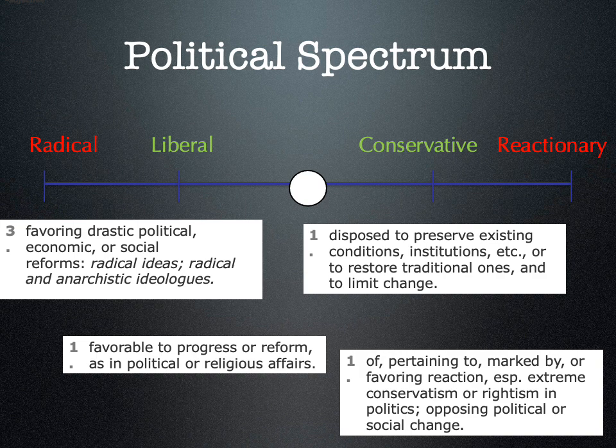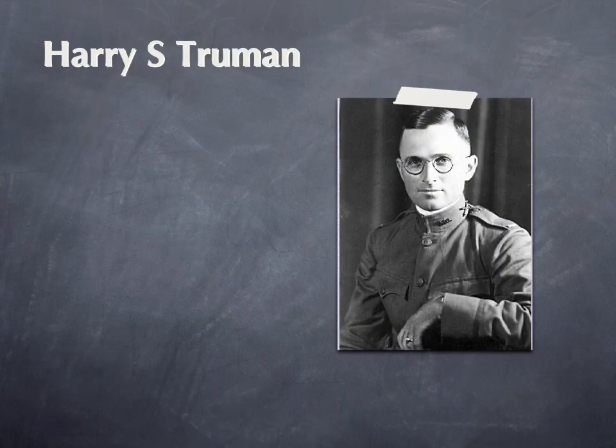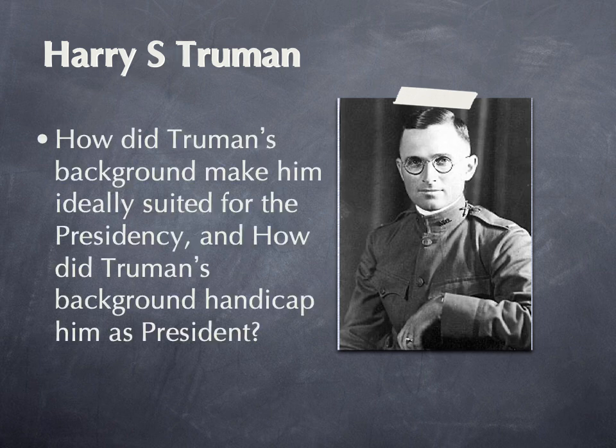And so as we move along, looking at himself, check him out there. Got his little glasses on and his National Guard uniform. And the question I've always asked students over the years was how did Truman's background make him ideally suited for the presidency, and how did it handicap him? Well, let's look at the handicap part first. And I'm not sure it really is a handicap, but we're going to look at it that way anyhow.